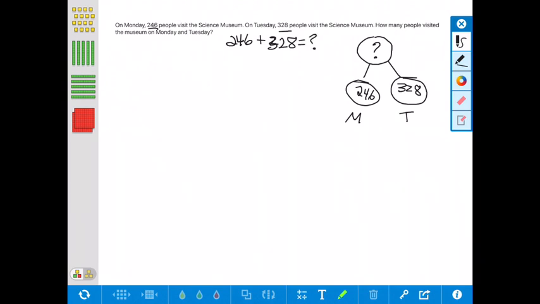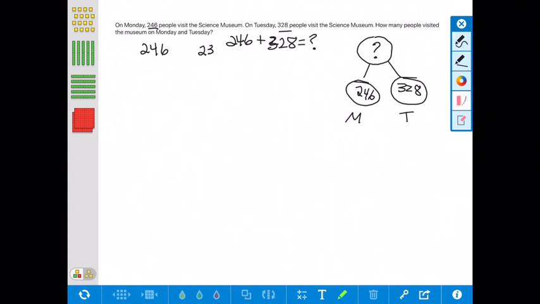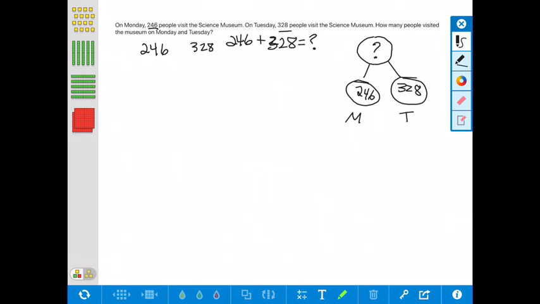Okay, so there are lots of different strategies for this problem. The first one I'm going to show you is splitting the numbers into place value and then combining the hundreds, tens, and ones. Okay, so there's 200, there's 40, and there's 6. Now we have 300, 20, sorry, and 8. So let's build those numbers.